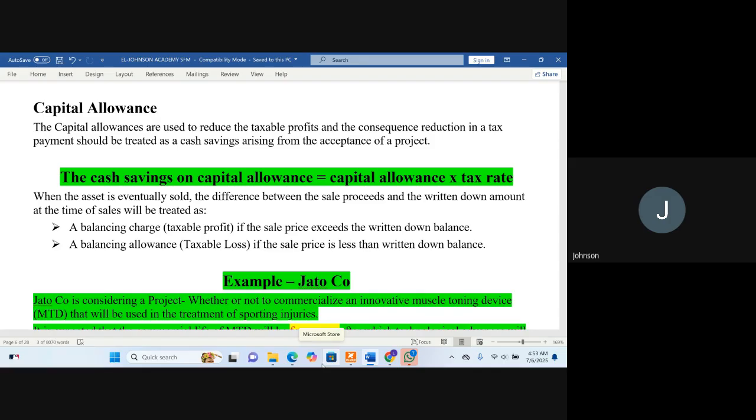We now go and say, okay, now this is our capital allowance. Now the capital allowances are used to reduce the taxable profit, and the consequent reduction in a tax payment should be treated as a cash savings arising from the acceptance of a project. So that is what that is saying.